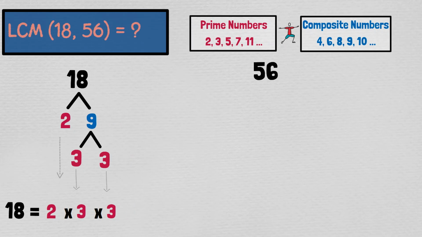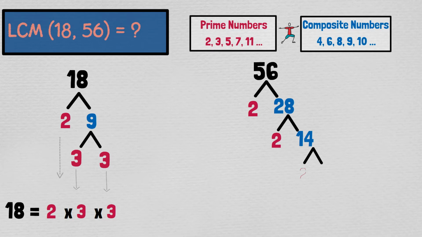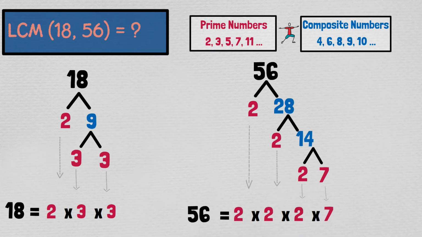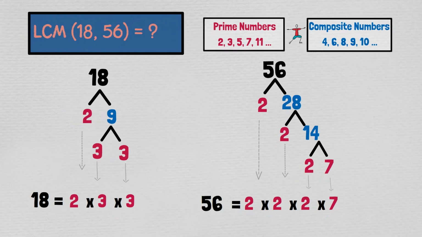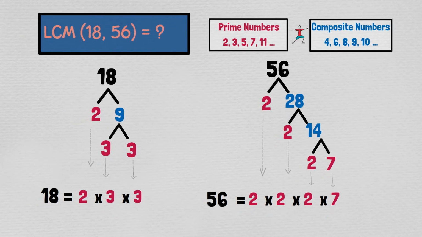Next, we break the number 56. 56 divided by 2 equals 28. 28 divided by 2 equals 14. 14 is not a prime number, so we keep dividing. 14 divided by 2 equals 7. 7 can only divide by 1 and itself. Therefore, it is a prime number. So, the prime factorization of 56 is 56 equals 2 times 2 times 2 times 7.